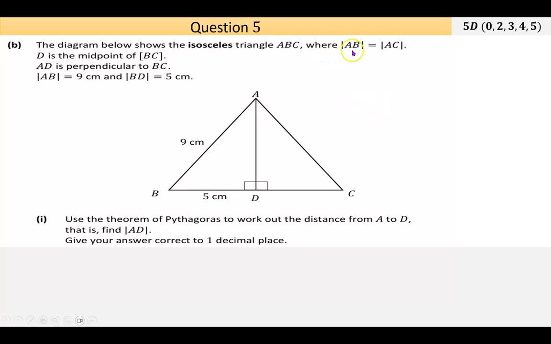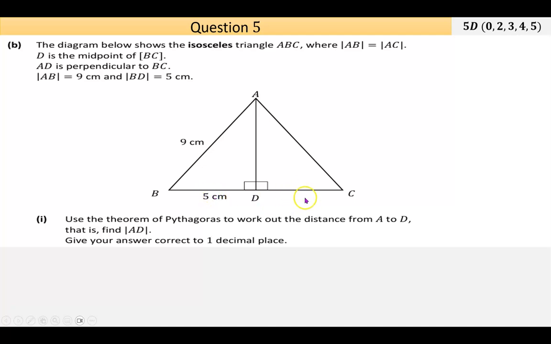And it says the length of AB, and these bars mean length of, the length of AB is equal to the length of AC. So it's just stating what they've said in more direct language. If this is 9, this is 9. Now D is the midpoint of BC. So this line dropping down, that's halfway. So if this is 5, well then this is 5.